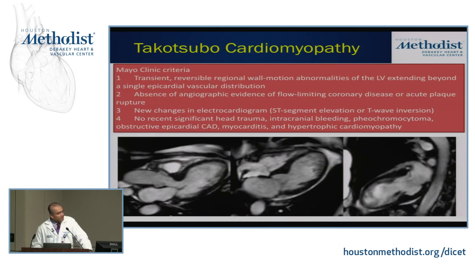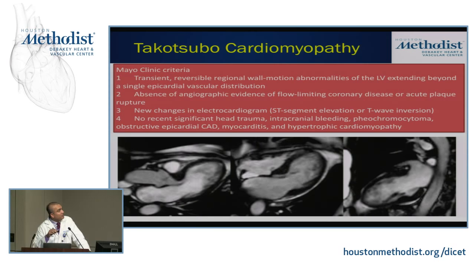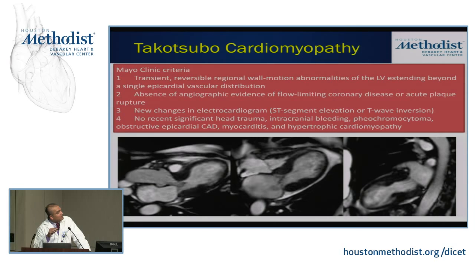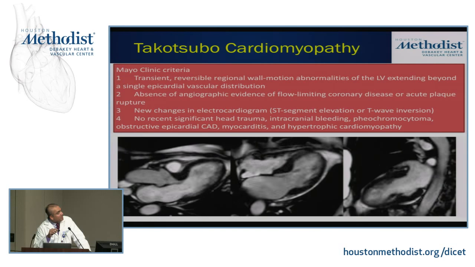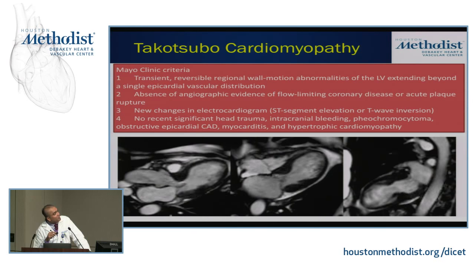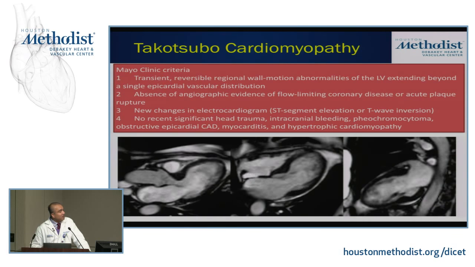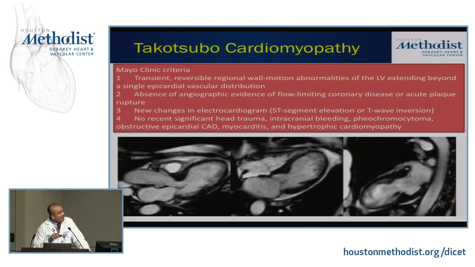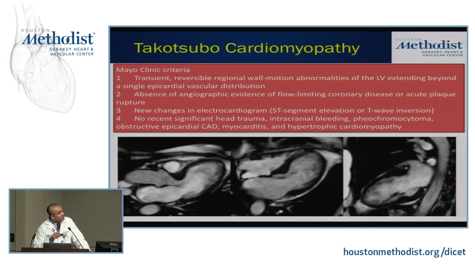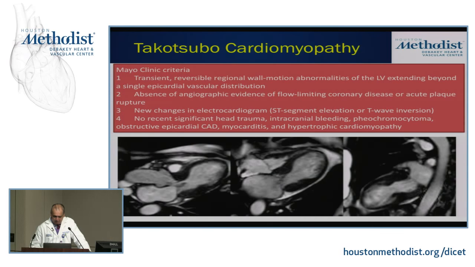Now, let's move on to Takotsubo's cardiomyopathy. Again, we have these Mayo Clinic criteria for diagnosing Takotsubo's cardiomyopathy. The mainstay is that there are EKG abnormalities, that there's no angiographic evidence of coronary disease, and that there are reversible regional wall motion abnormalities that extend beyond an epicardial coronary distribution. And it has to be in the absence of other conditions that could mimic this, such as hypertrophic cardiomyopathy, significant intracranial trauma, acute myocardial infarction, and things like that.